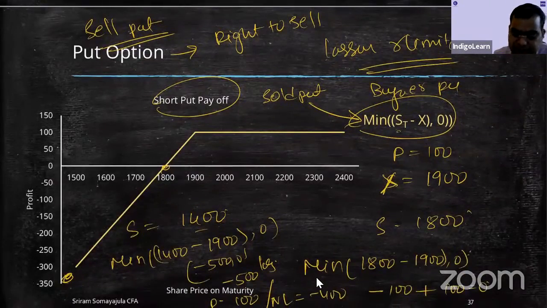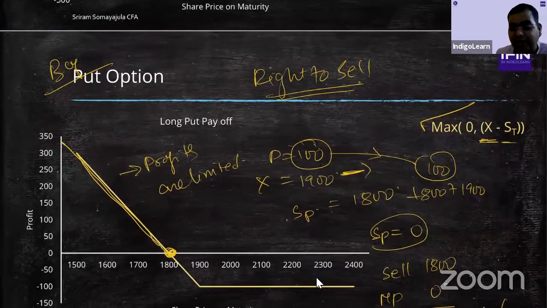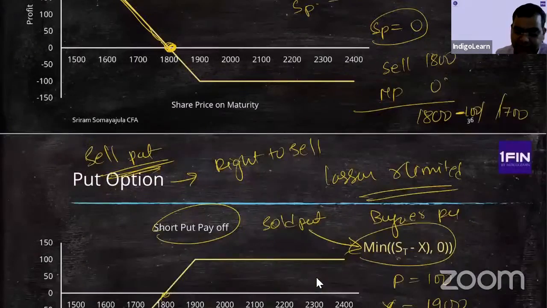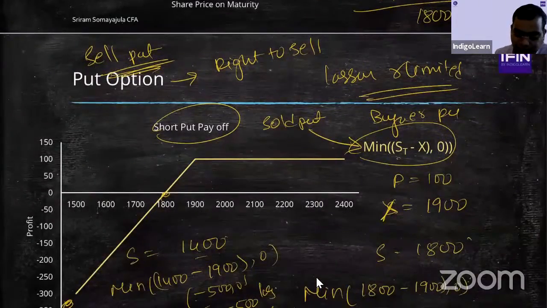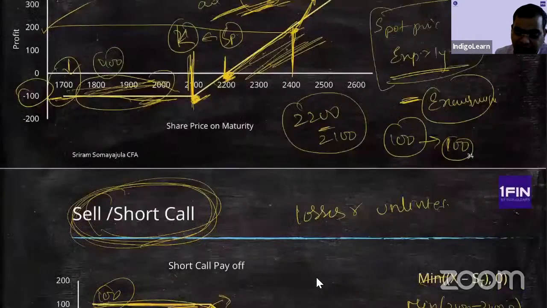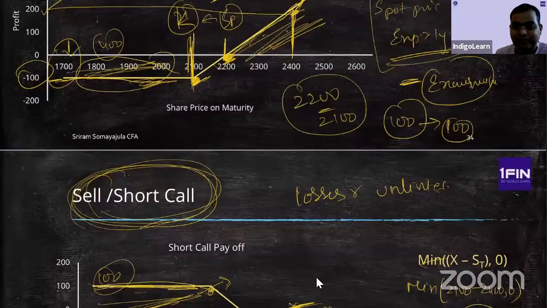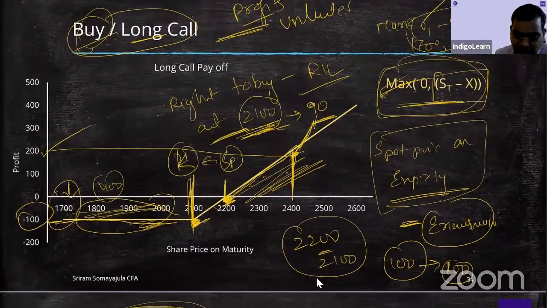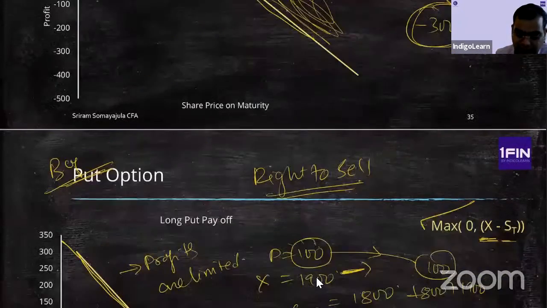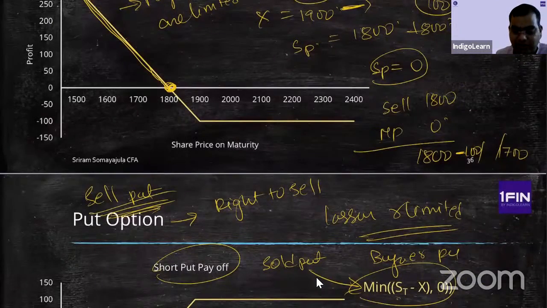A sell put is you have sold a right to somebody so that they can sell to you. A buy put is you have a right to sell to somebody. A sell put is somebody else has a right to sell to you. A buy call is you have a right to buy. A sell call is somebody else has a right to buy. If you understood these four things, what is buy call, sell call, buy put, sell put, believe me, you understood half the story.